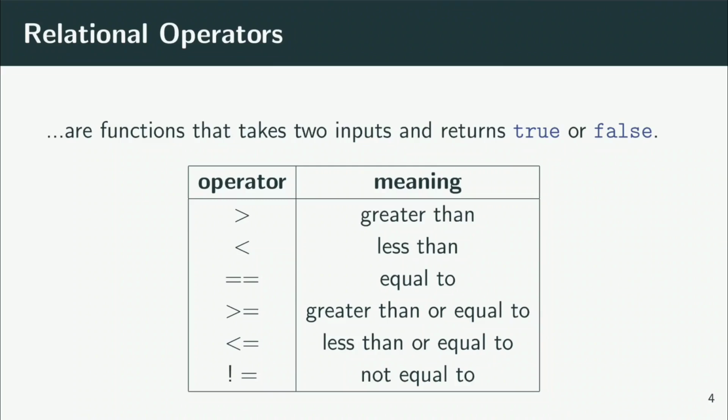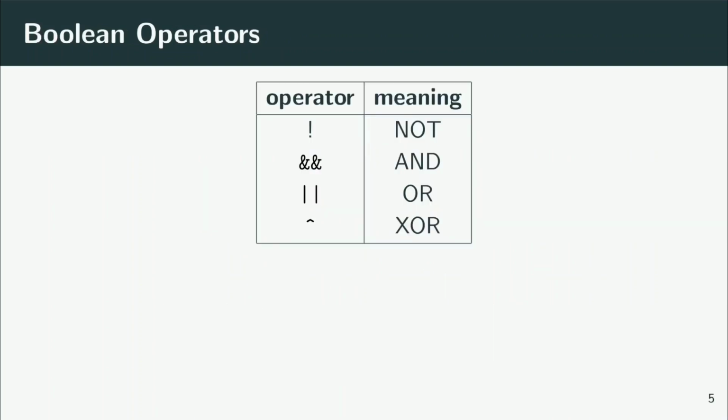So for example, if you have constant 5 on the left-hand side and you compare it to x, which is, let's say, an integer variable, then the whole expression here evaluates to true exactly if the current value of the variable x is strictly less than 5. You can combine several such conditions using Boolean operators: not, and, or, XOR.